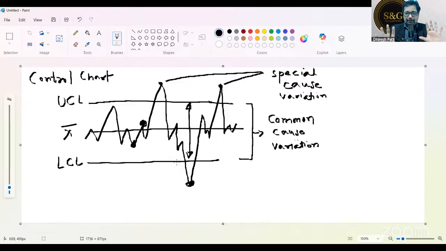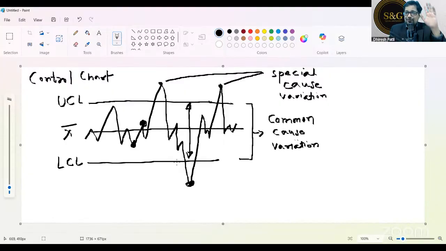Between the upper control and lower control, whatever is the variation within this, it's called common cause variation. Why common cause? Because you cannot eliminate it. It will always be present. And identifying the reason for the common causes is very difficult. Can you give me an answer why you have come 3 minutes late to office? Why have you come 5 minutes early to office? It's very difficult to give the answer, no specific answer, because it is a very small variation. You cannot pinpoint the answer for that.